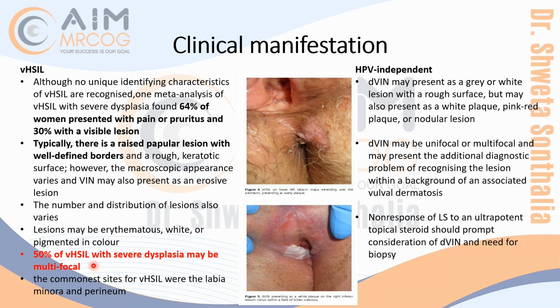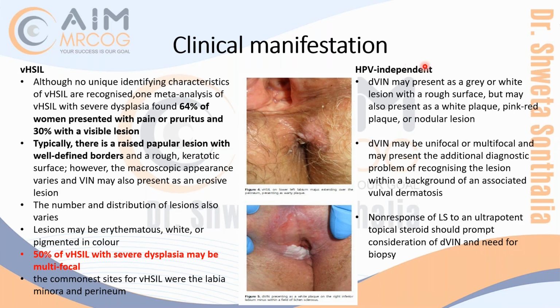50% of the cases are multifocal in cases of VHSIL. The lesion can be erythematous, can be white, can be pigmented, but whenever in exam they give you a pigmented lesion, you should always think about malignancy and take a biopsy from that. The commonest site is the labia minora and perineum. So that's the commonest area to look for it.